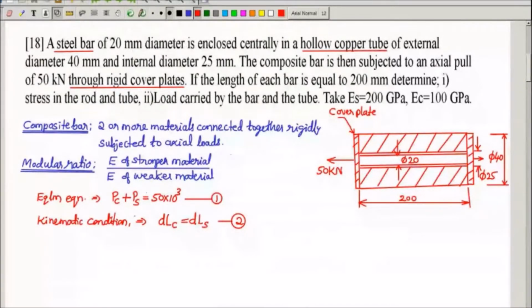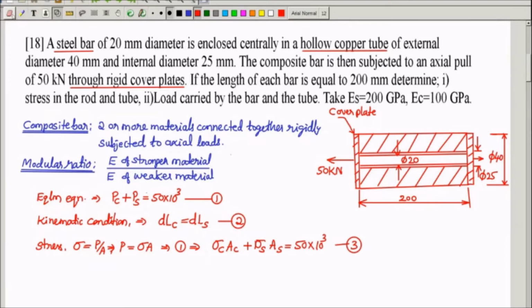I can also write equation 1 in terms of stress. Stress sigma is equal to P by A, or P is equal to stress into A. Right? Equation 1 can be written as sigma C AC plus sigma S AS is equal to 50 into 10 power 3. Equation 1 is in terms of force. Equation 3 is in terms of stress.